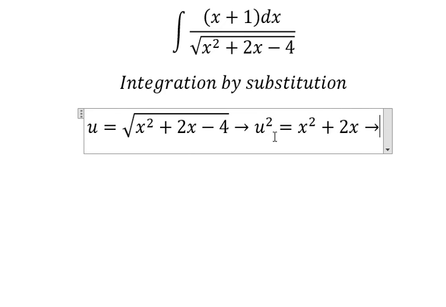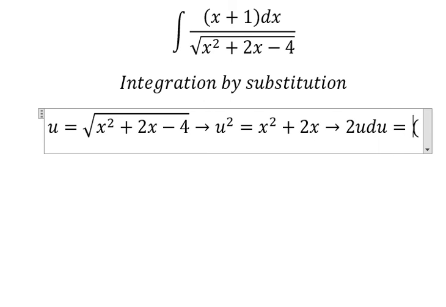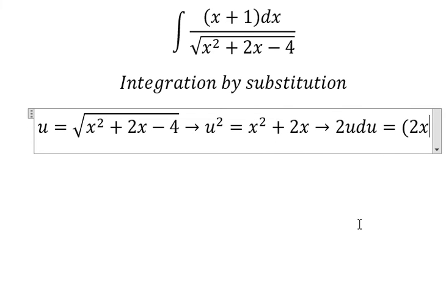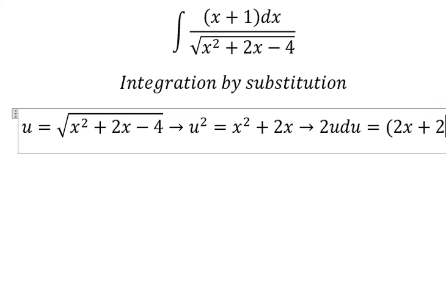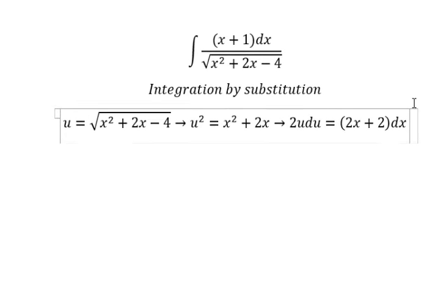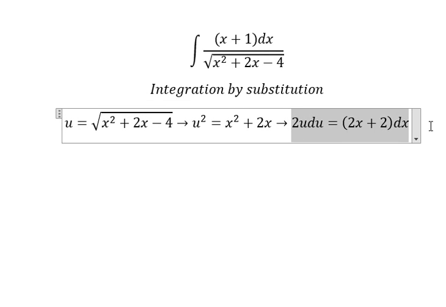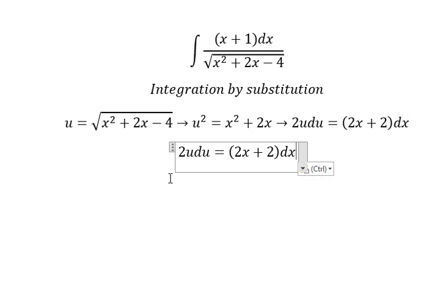Next, we need to do the first derivative for both sides, and you get 2u du. The first derivative of s squared, you get 2s. The first derivative of s, you get 1, so we have 2. Next, we need to divide both sides by 2.